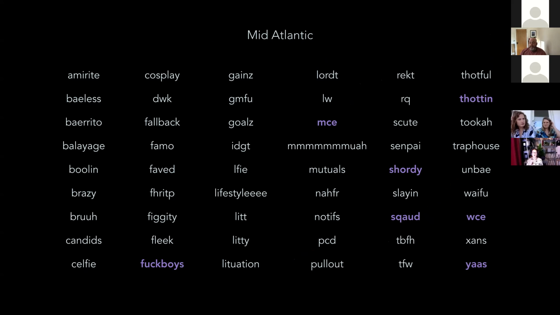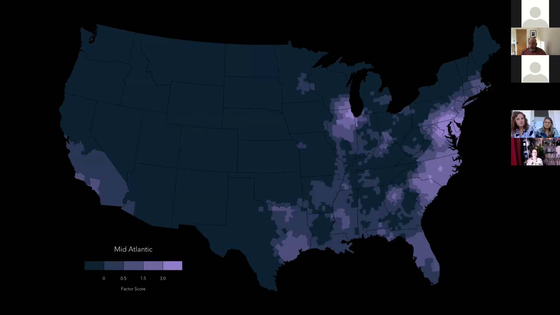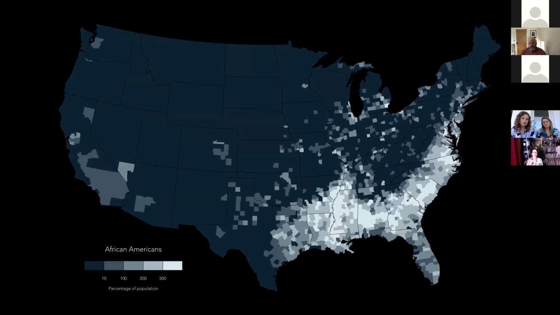And then here's the Mid-Atlantic. So there's another group here. This has Shorty, Fuckboys is there. That's really strongly associated with the Philadelphia, Baltimore, Washington, D.C. area, with a secondary hotspot over in Chicago. Again, you can see this does align to a large extent with African American population, or at least partially.